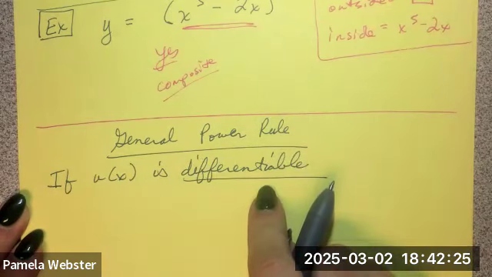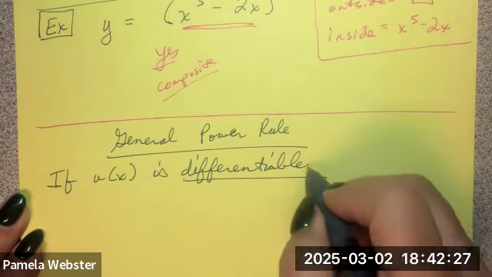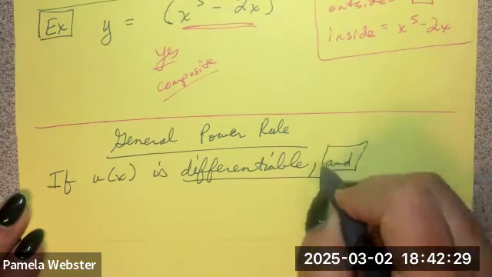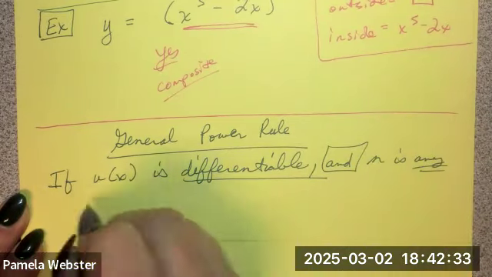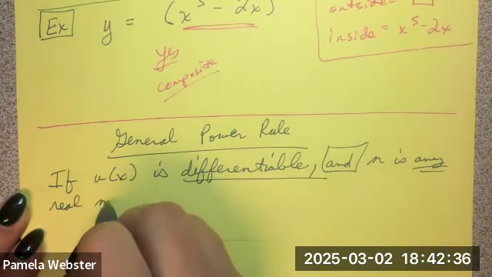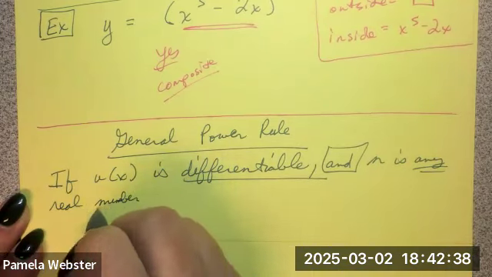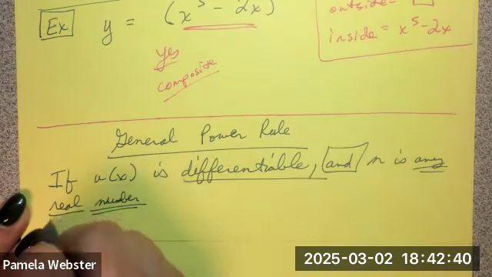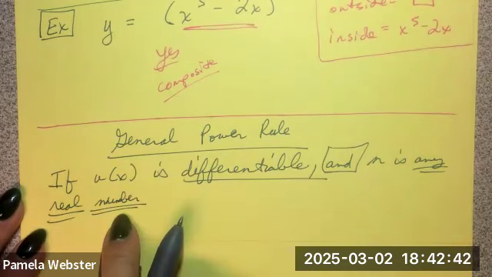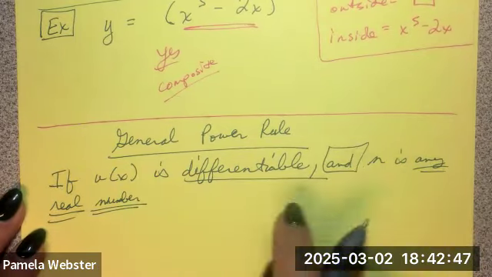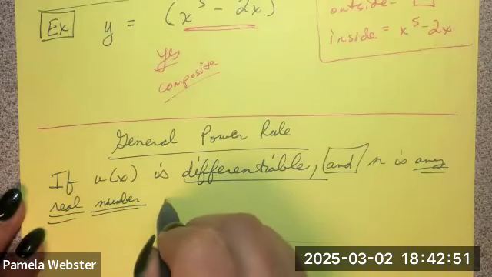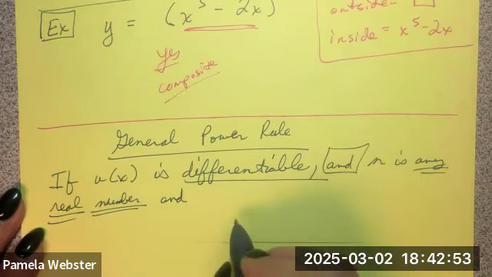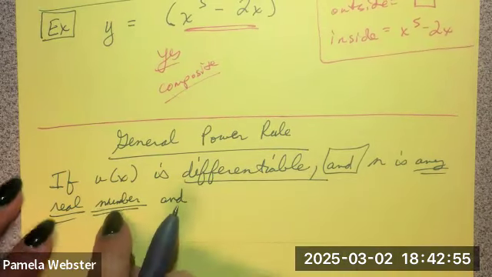Differentiable means we can take the derivative, right? And n is any real number. That's going to be important for us because this is going to work on all the stuff we've been using, all the negative exponents, all the fraction exponents. Those are all real numbers. So when we get an exponent in here, it's going to work.